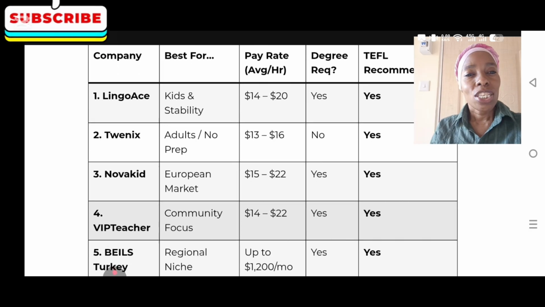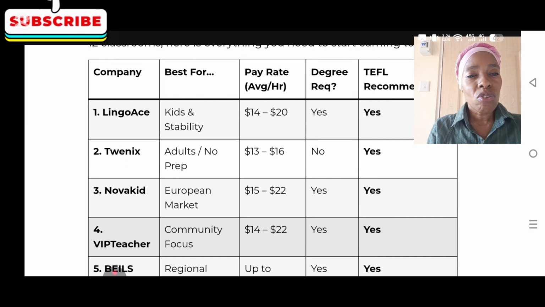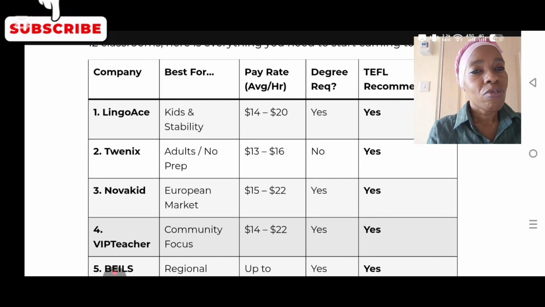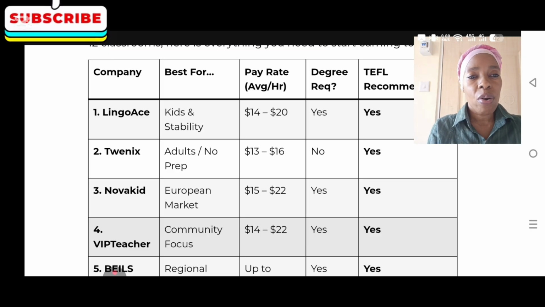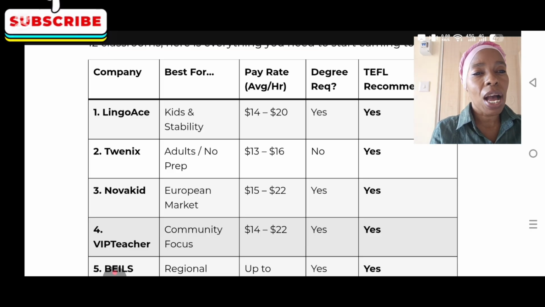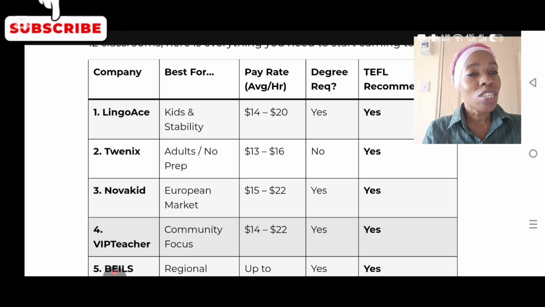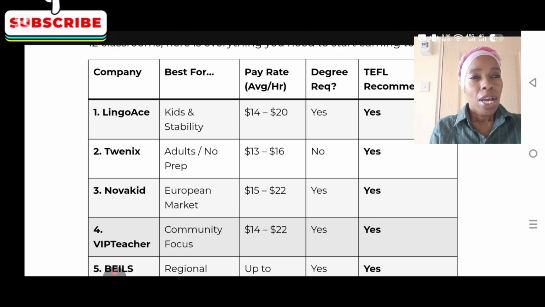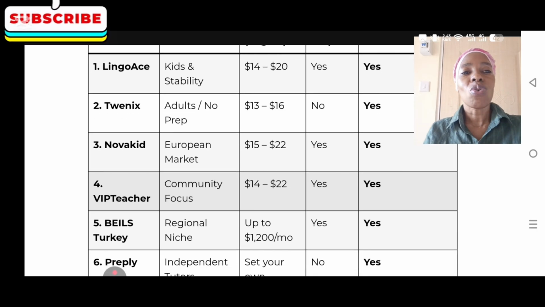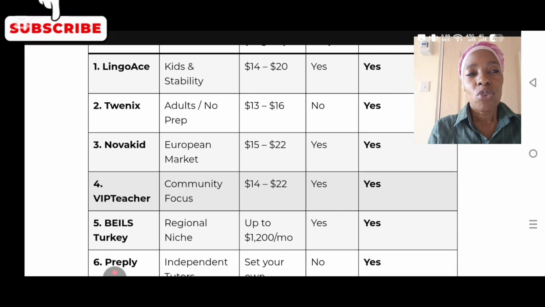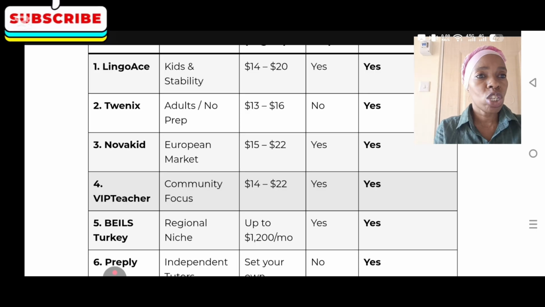Then Twinix, where you're going to teach adults. Of course, you don't need to prep for those classes. You're going to be paid around $13 to $16 per hour. Do you need to have a degree to teach on this platform? No. Do they expect you to have a TEFL certificate? They say yes, because it's going to help you have more doors open for you. When you have a TEFL certificate, it opens more opportunities for you.